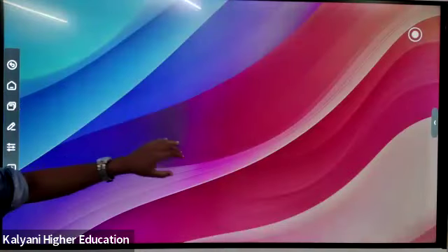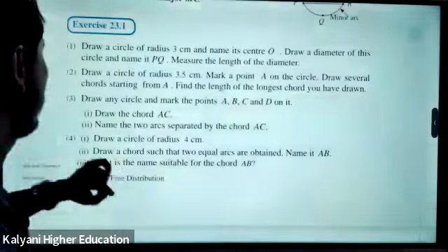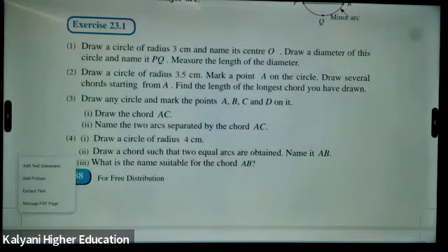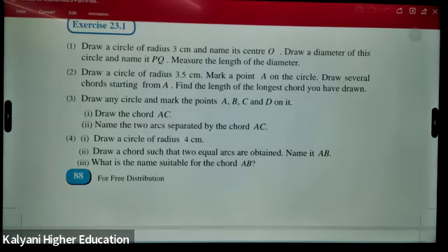What is next? Draw any circle and mark the points A, B, C, D on it. Draw the chord AC. Name the two arcs separated by the chord AC. Draw a circle first.